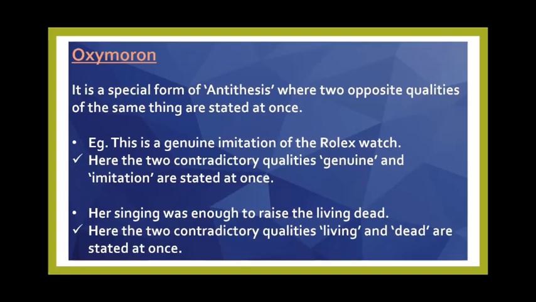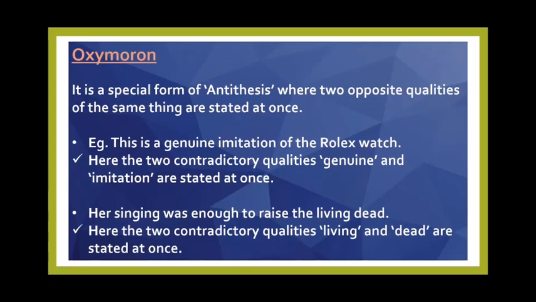Next is oxymoron. It is a special form of antithesis where two opposite qualities of the same thing are stated at once. As we saw antithesis, that was also an opposite, means opposite words are used in the same sentence. Even in this, that is oxymoron, we have opposite qualities being described in the same sentence. Example, this is a genuine imitation of the Rolex watch.